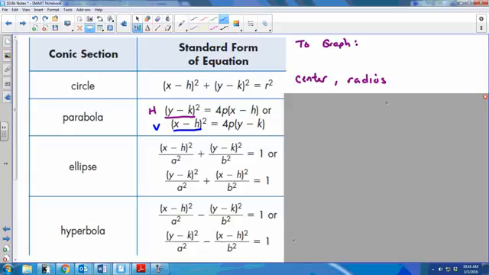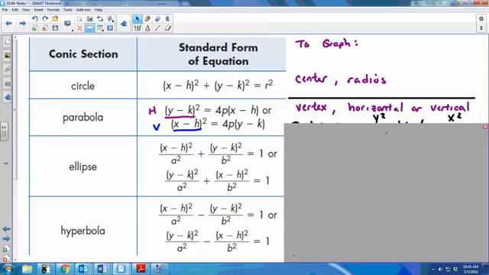And then p should tell you which direction it opens. So if it happens to be horizontal, if p is positive, does it open right or left? Right? And so if it was negative, it would open left. Same thing for vertical. If it's positive, it opens up, and if it's negative, it opens down. Okay? So you have to know those things: the vertex, if it's horizontal or vertical, and then if p is positive, that means it opens up or right. If it's negative, it opens down or to the left.